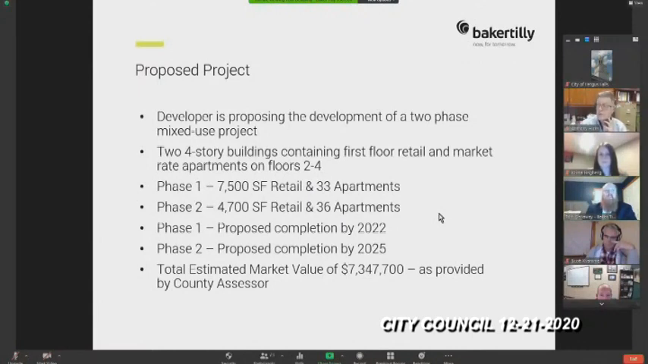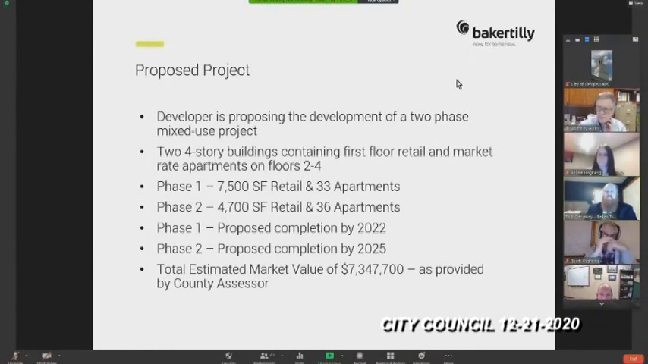So Bill hit pretty good, most of the high points on the proposed TIF district project, but I'll cover them again real quick. It's a mixed-use, two-phase development that proposes the creation of two four-story buildings containing first-floor retail and then market-rate apartments on floors 2 to 4. The first phase would be 7,500 square feet of retail and 33 apartments. The second phase would be 4,700 square feet of retail and 36 apartments.